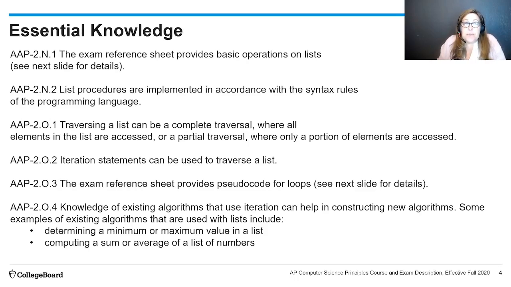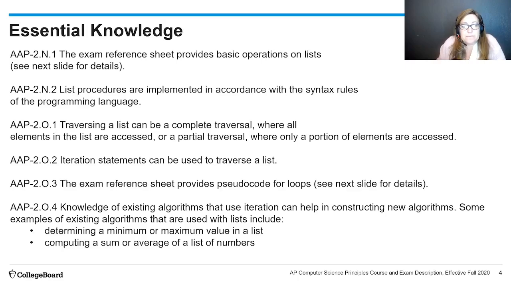Now we need to know the exam reference sheet provides basic operations on lists. List procedures are implemented in accordance with the syntax rules of the programming language that you may be writing in. Traversing a list can be a complete traversal, where we access every element, or partial, where only some of the elements are accessed. Iteration statements can be used to traverse a list, and the exam reference sheet provides pseudocode for loops. It helps if you know some algorithms that might work with lists like minimums, maximums, sums, or average for lists of numbers.